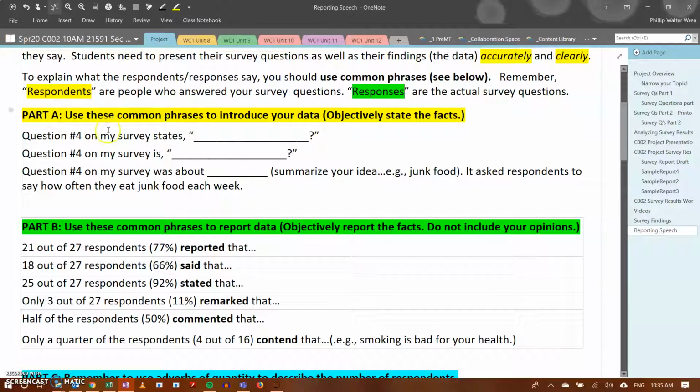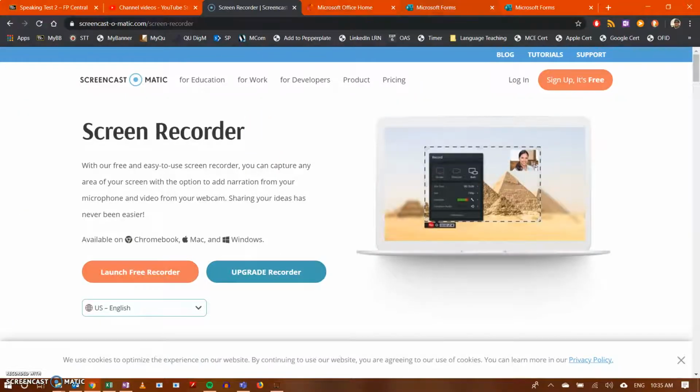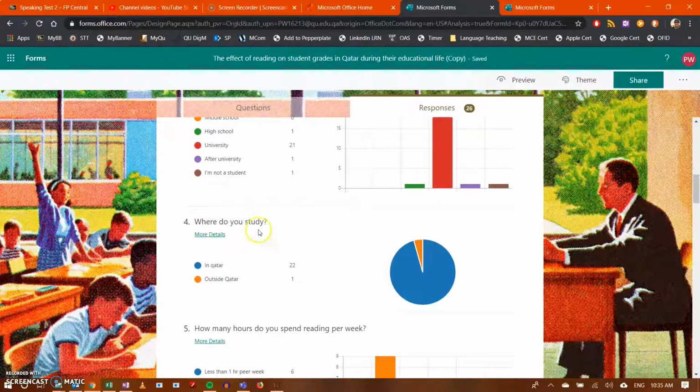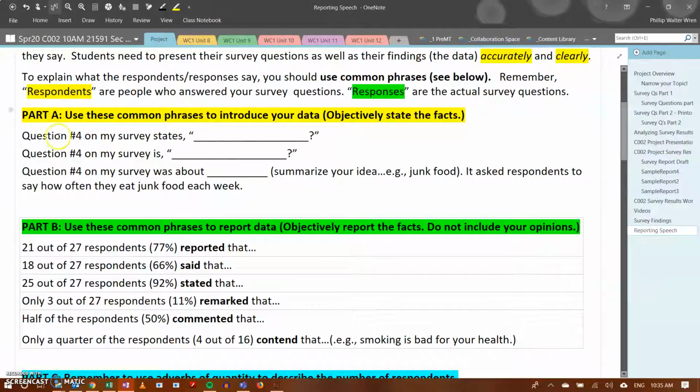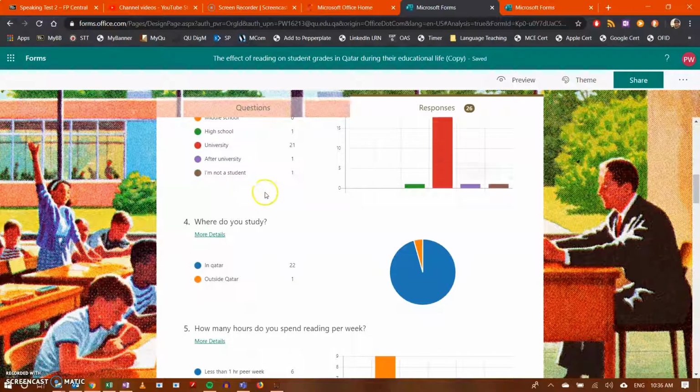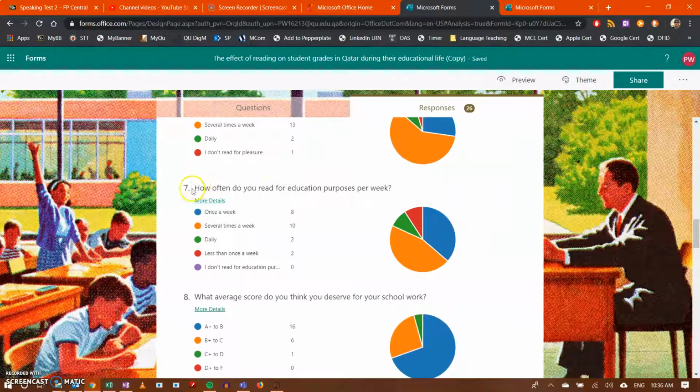So, part A, we use these common phrases to introduce your data, or objectively, clearly state facts. What did you actually say or do? So, question 4 on my survey states, this is the question. So let's have a look at an example survey. What does question 4 in this example survey state? Where do you study? So we could say question 4 on my survey states, where do you study? Question number, let's change this to 7 on my survey is, how often do you read for educational purposes per week?